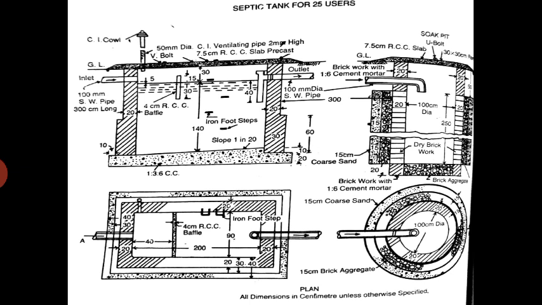When you see the section, you can see the width and the height of the septic tank, and in the plan you can see the length and the width. The same we can see in the soak pit itself. If you see the section of the septic tank, they have given some details.